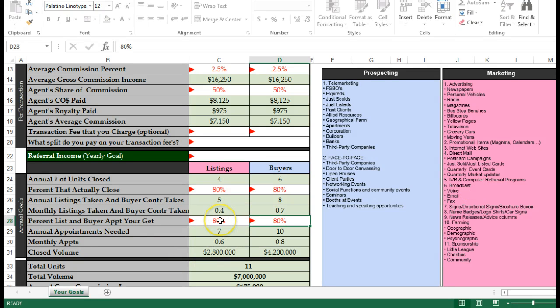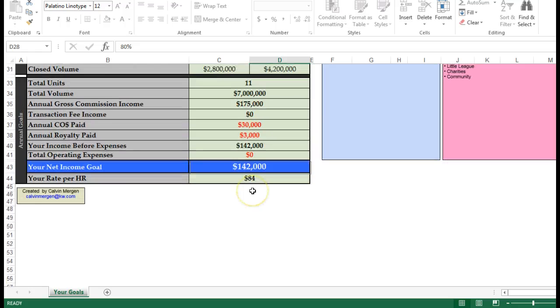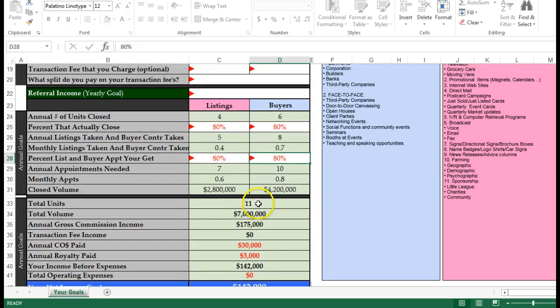Now, using 80% of listing appointments ending up in a listing, and 80% of the buyer appointments ending up in a buyer, we're now down to 7 appointments you need a year for listings, and 10 appointments you need a year working with buyers. You need 17 appointments a year in order to have the 11 transactions that you would need to gross $175,000. 11 is what it would say, 11 units. It rounds up a bit. I don't know why it rounded that up, but 11 would be a safer number, right?